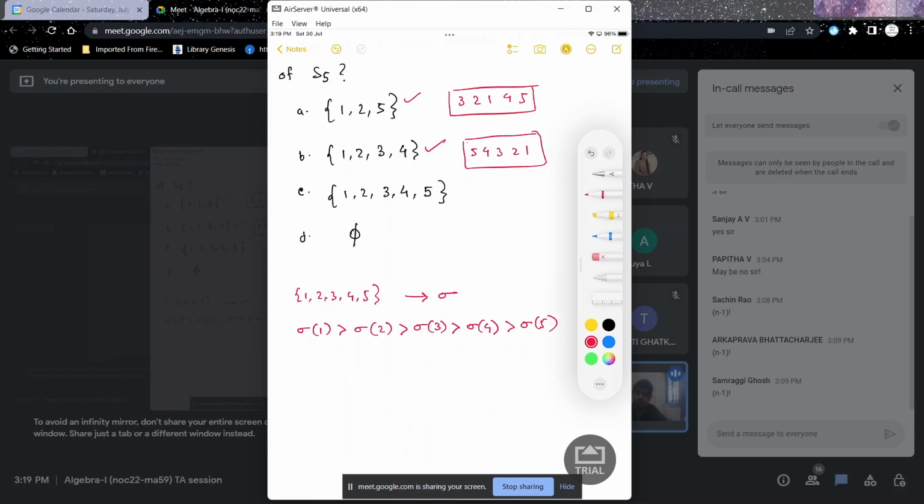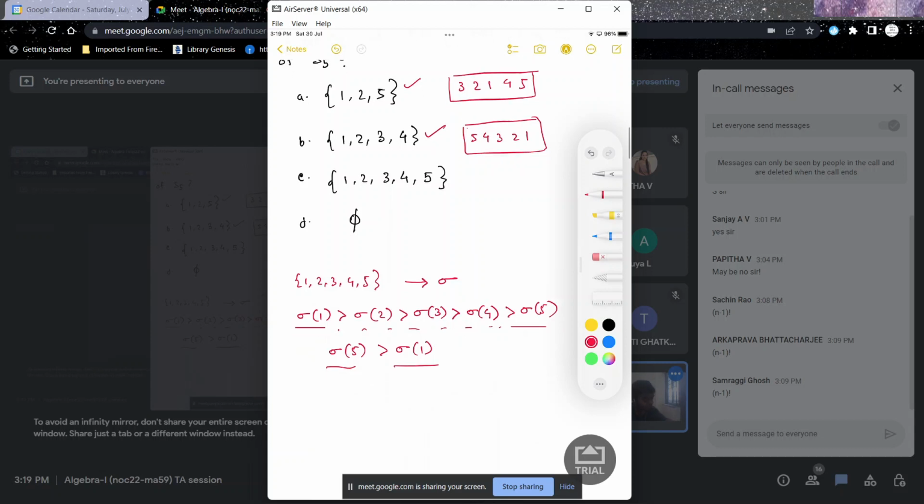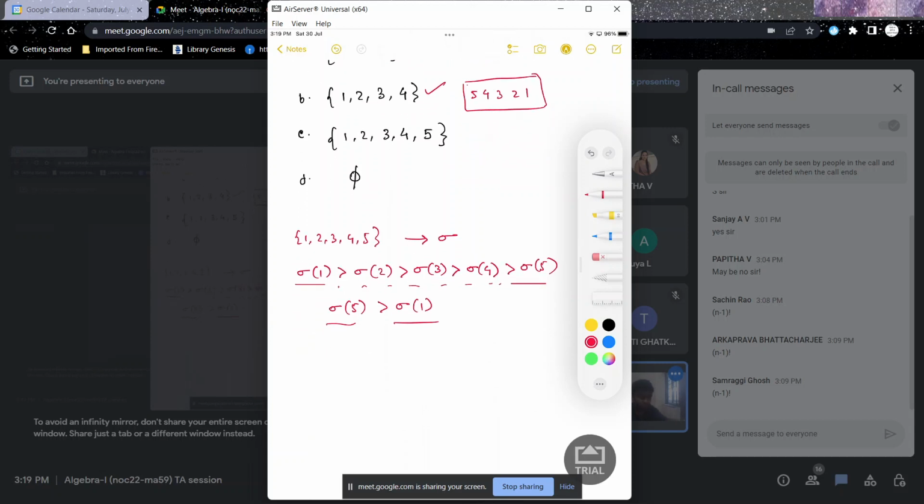And finally, since 5 is also a cyclic descent, sigma of 5 should also be strictly greater than sigma of 1. And that's a clear contradiction, because by transitivity of this ordering, sigma of 1 is strictly greater than sigma of 5, and at the same time sigma of 5 is strictly greater than sigma of 1. So certainly 1, 2, 3, 4, 5 cannot occur as a set of cyclic descents. So option C is not an answer. And what about option D?